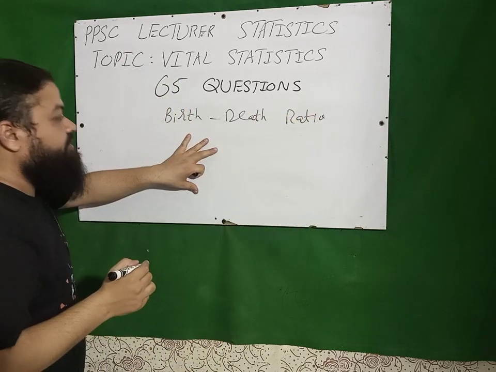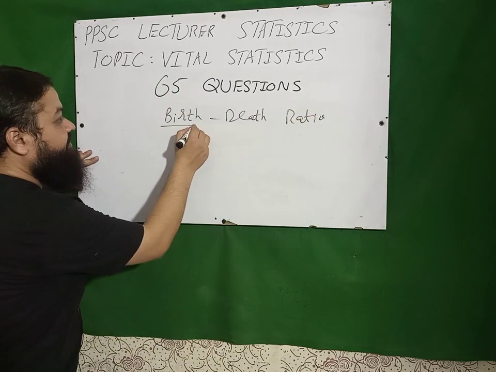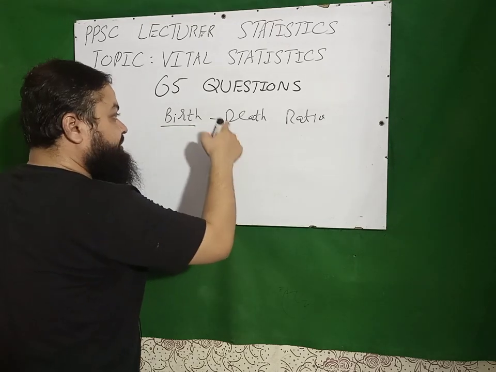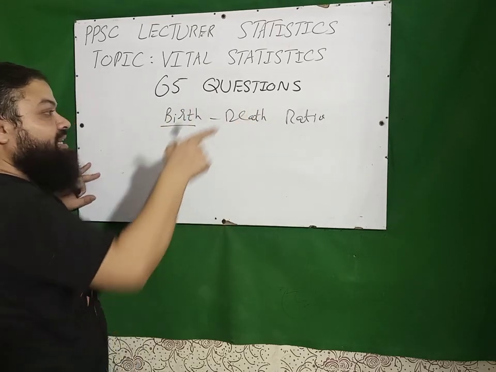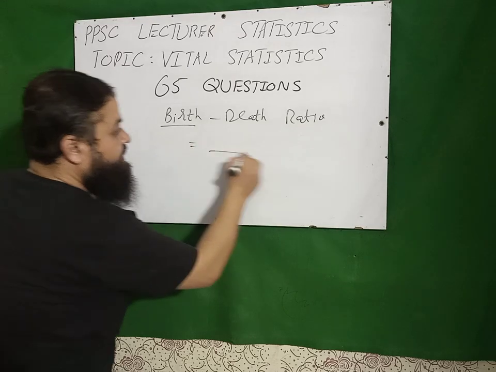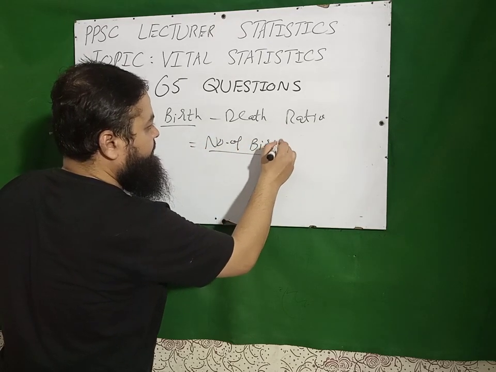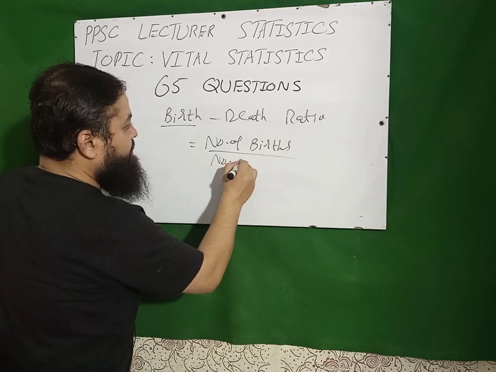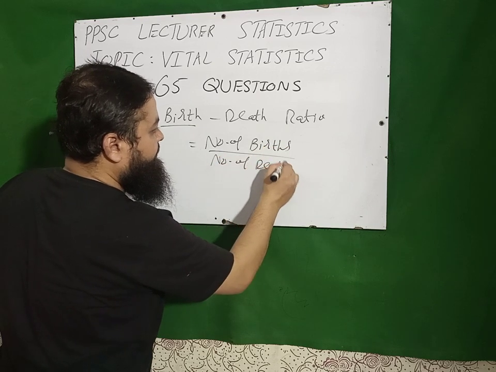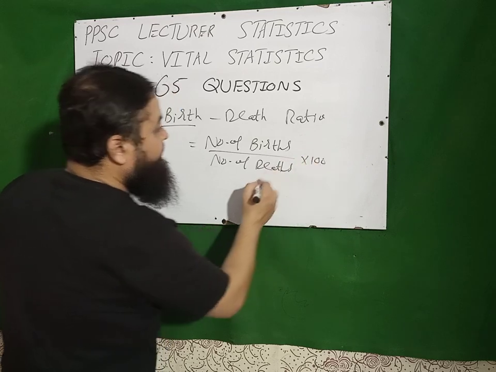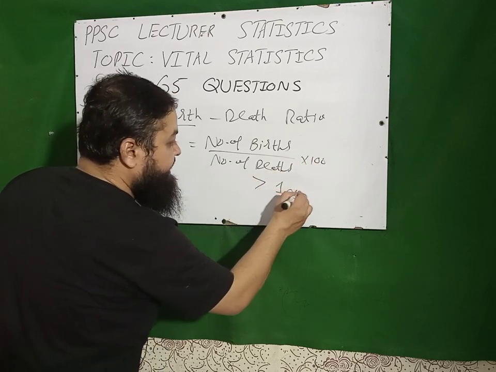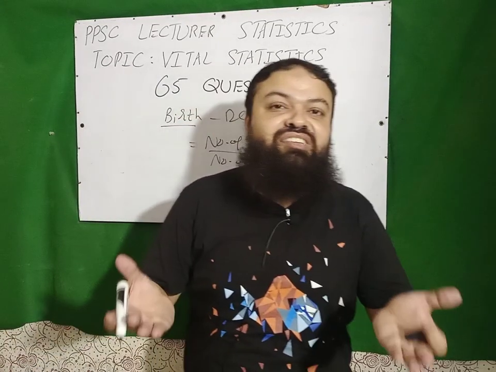It is the ratio between the total number of births to the total number of deaths registered in a given period of time, in a given year, and the formula is number of births over number of deaths, multiplied by 100. If the answer is more than 100, it means that our population is increasing.